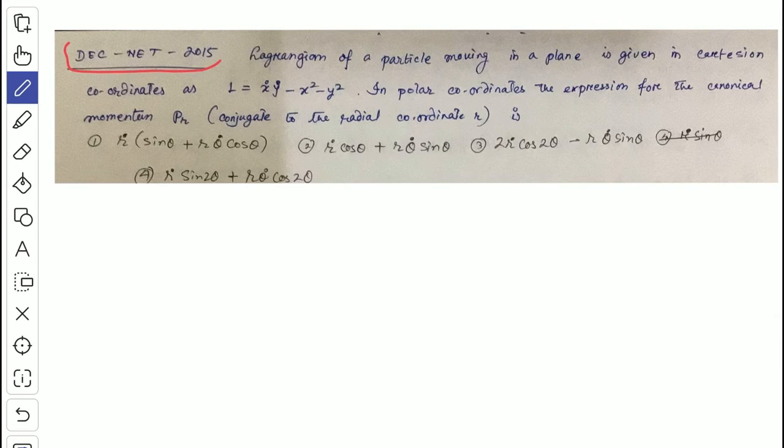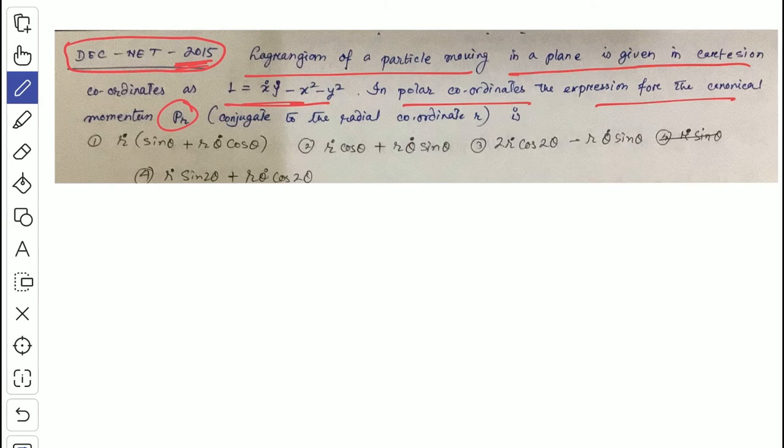This question was asked in December 9, 2015. Here the Lagrangian of a moving particle in a plane is given in Cartesian coordinates. In polar coordinates we need to find the expression for the canonical momentum p_r. So which option will be correct?